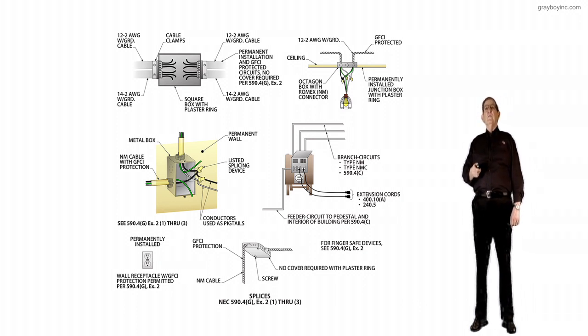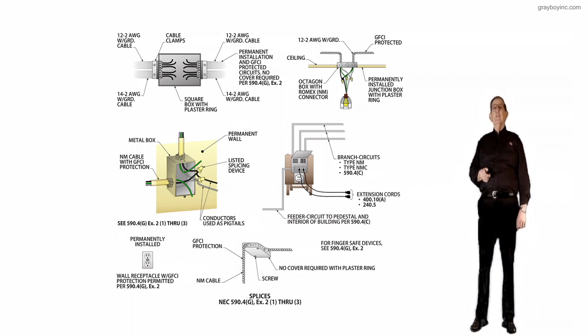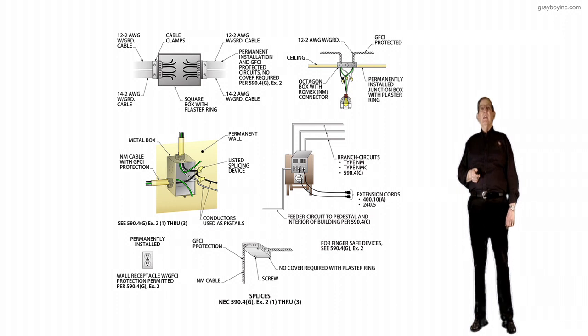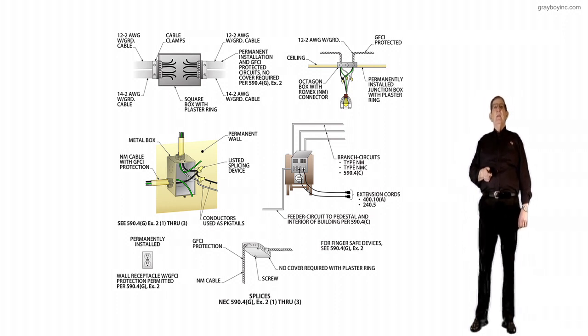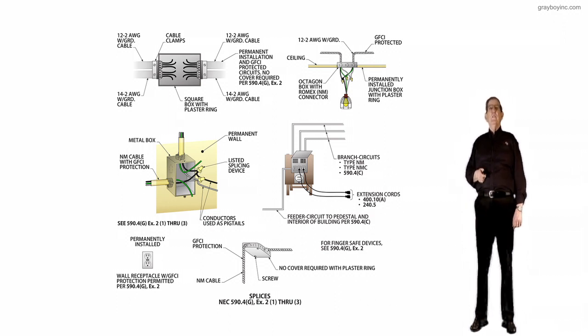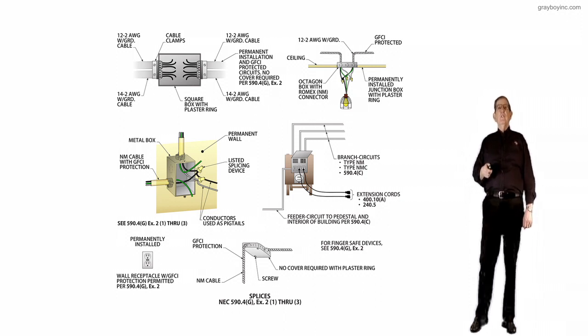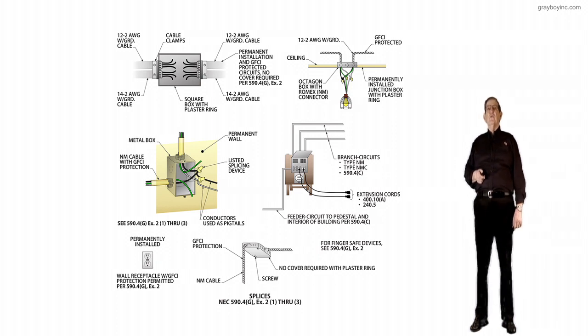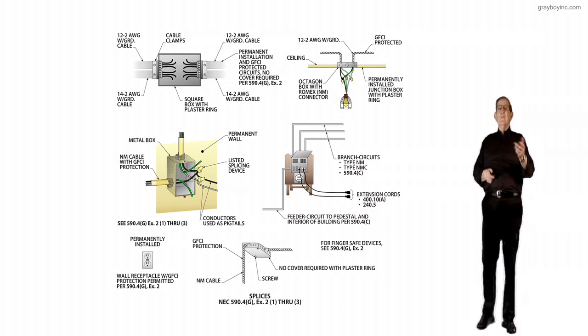Now going over to the next illustration there, we show 4 cables coming in to there, and we have cable clamps on the outside, and they're 12-2 AWG with ground cables at the top. We have 14-2 AWG with ground cables at the bottom in the illustration. We have the same on the right-hand side, and then notice permanently installed and GFCI protected circuits. No cover is required because we're using it on a construction site.